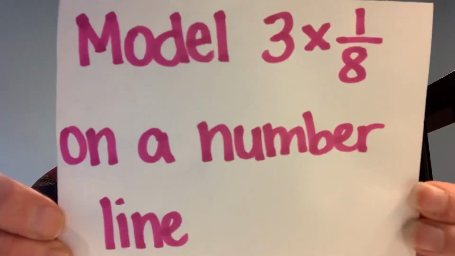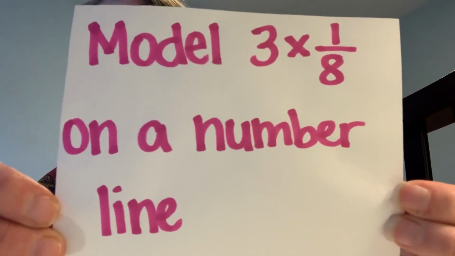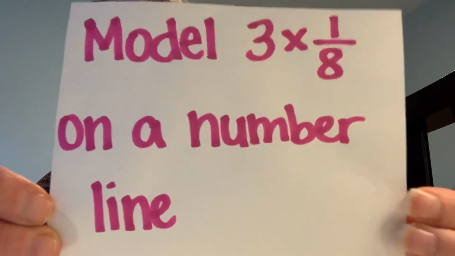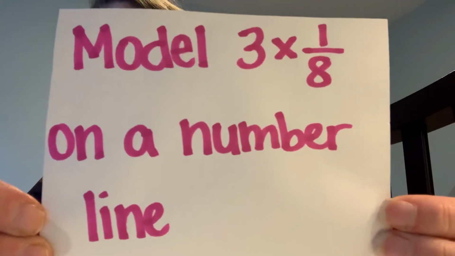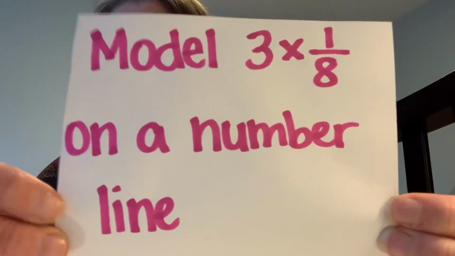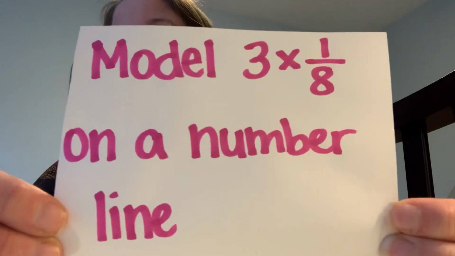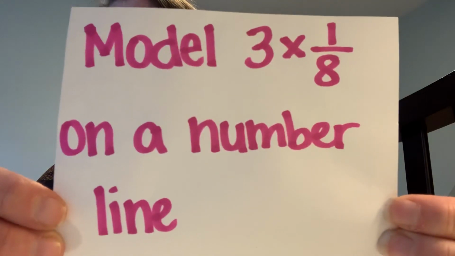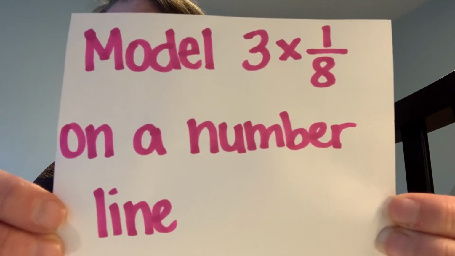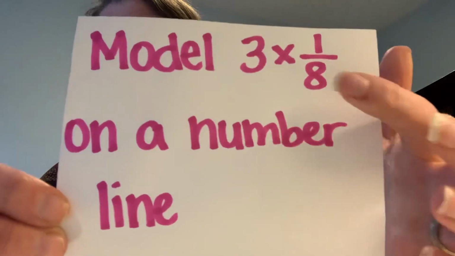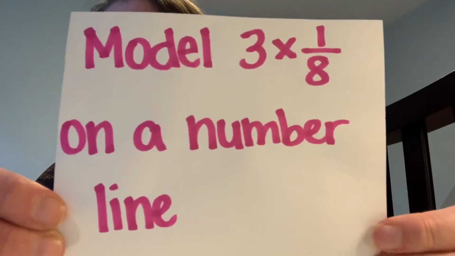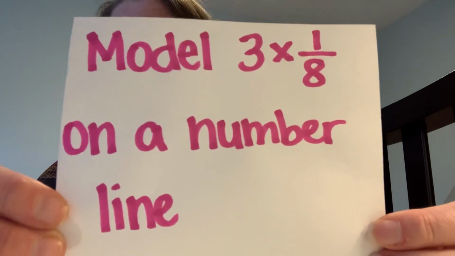with this question. It says model 3 times 1/8 on a number line. Okay, so a couple of important things to pay attention to. Reading carefully, we know that we're going to have to use a number line. But the other important thing you really want to pay attention to is that denominator. So think about which number is the denominator, and hopefully you're thinking the 8. That denominator is going to tell us how many parts our number line should be split into. So we're going to show a whole on our number line. And a whole would be from 0 to 1.